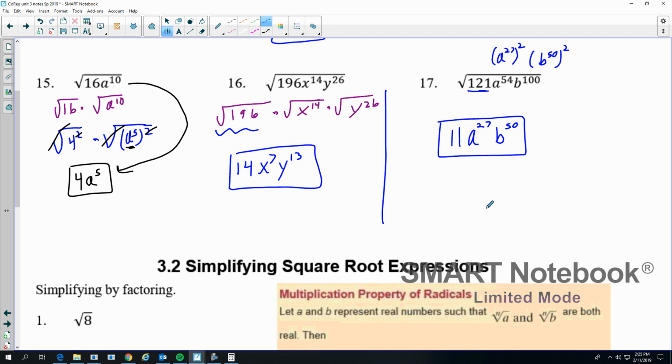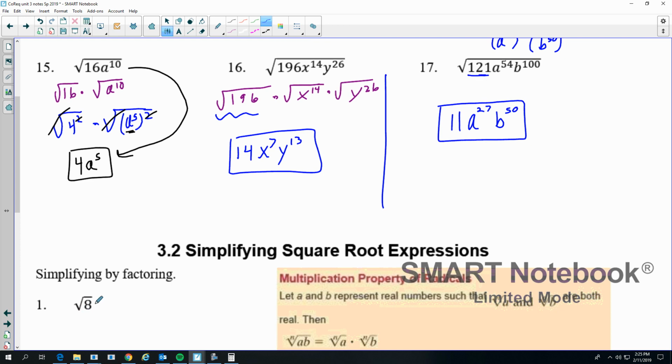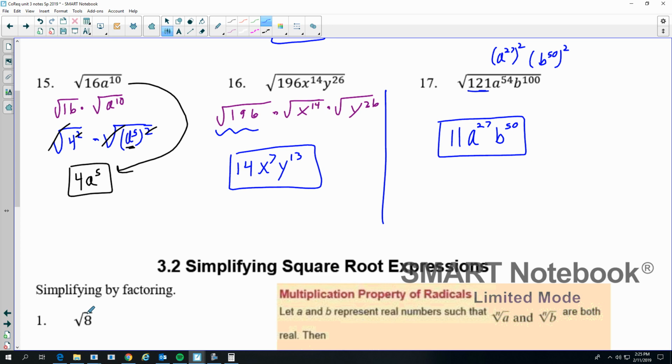So moving forward, you'll see that in the next section we're going to be simplifying these radicals. And so like the square root of 8, you can kind of see this one. You can't actually square root that without getting a decimal. So we're going to talk about techniques of simplifying it without having to do decimals.